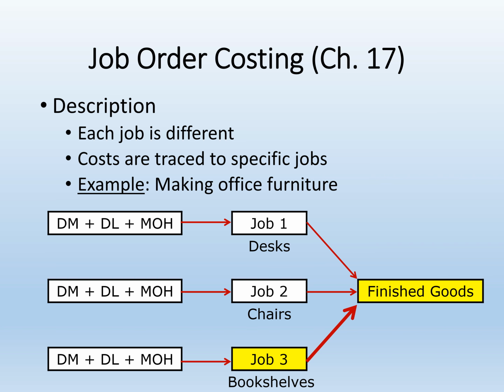Notice that in job order costing, there's no interaction between the various jobs. Each job gets what it needs that is separate from what other jobs might need. And the cost of a particular desk or chair or bookshelf would be its share of the costs that went into that particular job.